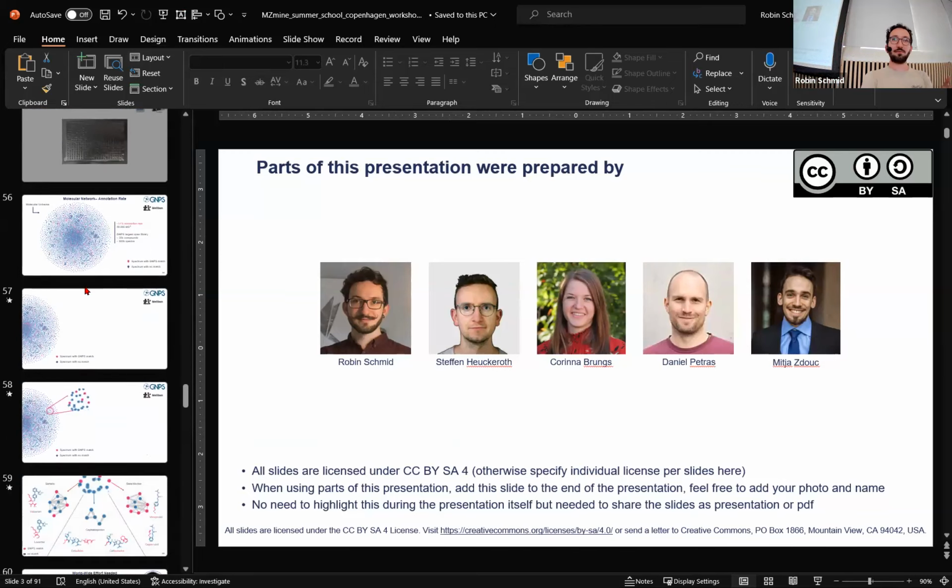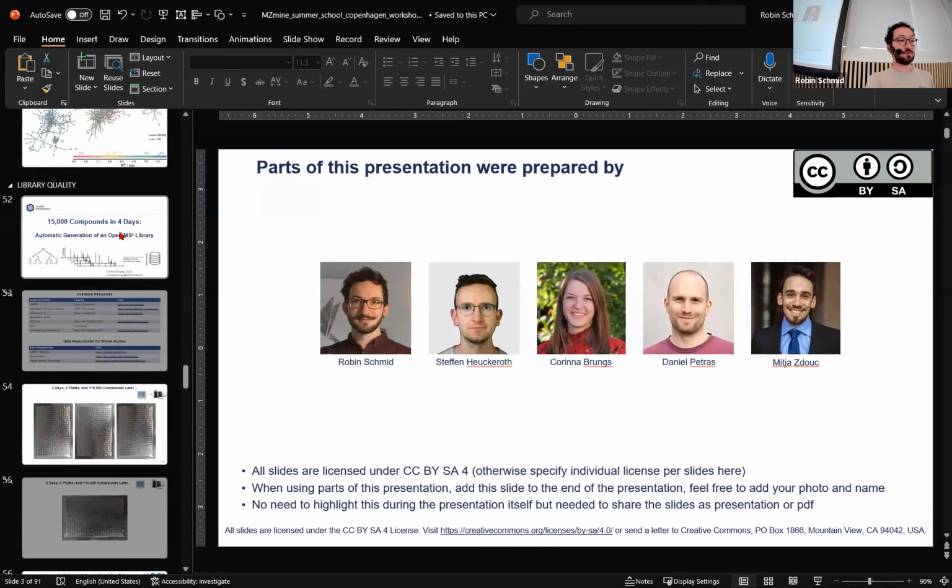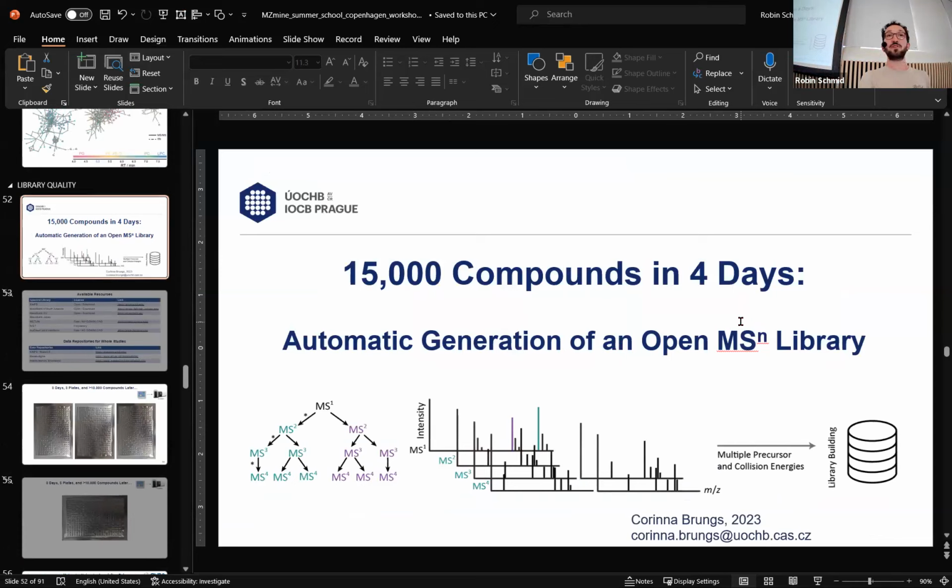So, okay, again, I'll give you 1 minute to stand up and go outside and talk if you want to, and you can take a breather. And otherwise, I jump into this generation of spectral libraries.